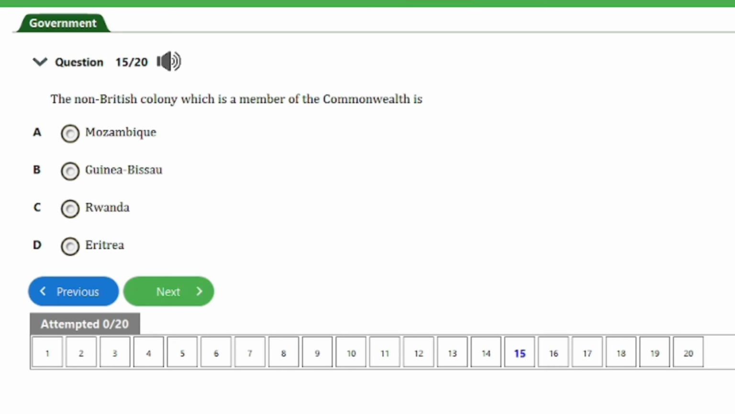We have here question number 16. It says, Nigeria hosted the Commonwealth Conference which eventually led to the independence of A, Zimbabwe, B, Mozambique, C, Namibia, D, Malawi. So guys, the answer to this question is option A, that's Zimbabwe. And that's it for this question. Let's consider the next question, guys.